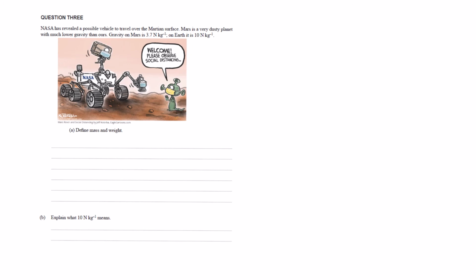NASA has revealed a possible vehicle to travel over the Martian surface. We've actually got that there. It's travelling over it at the moment. There's a couple of them there. Mars is a very dusty planet, with much lower gravity than ours. Gravity on Mars is 3.7 newtons per kilogram. On Earth, it's 10 newtons per kilogram. So that means the gravity is about a third, which means our weight will be about a third, really. And this creature is not a real one.